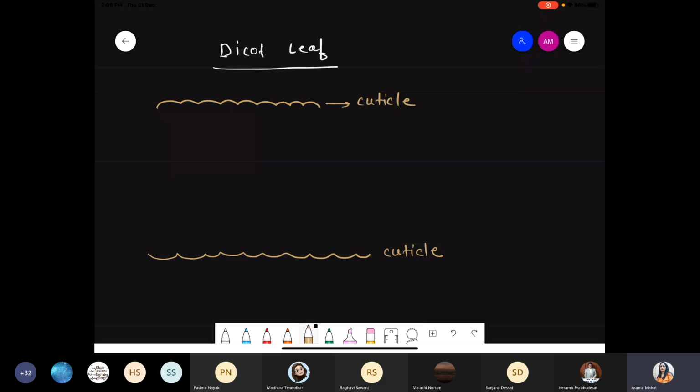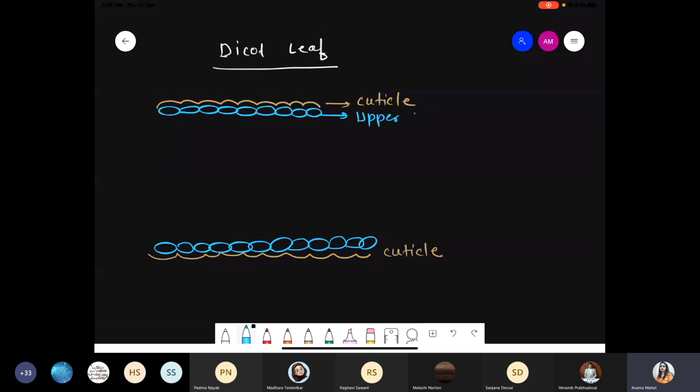So exactly below the cuticle, there is the presence of the upper epidermis. Suppose these are single cells, compactly arranged. These are called the epidermis, and exactly below this side, again there is the presence of epidermis. So this one is basically the upper epidermis, and the lower side has the lower epidermis.